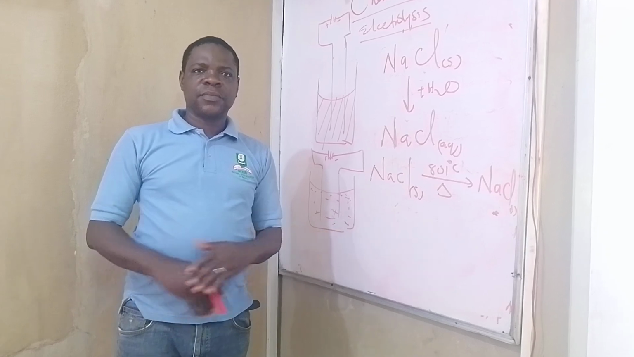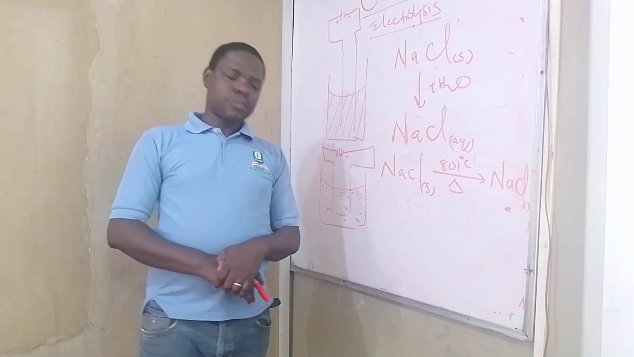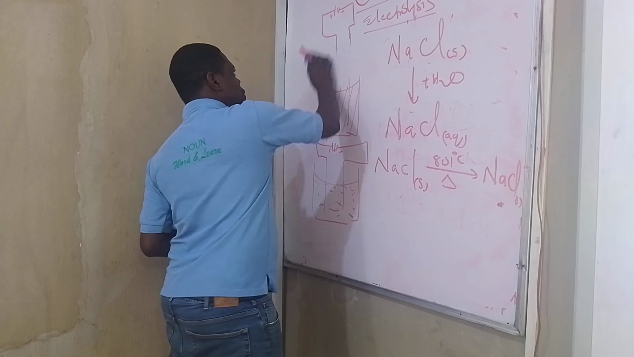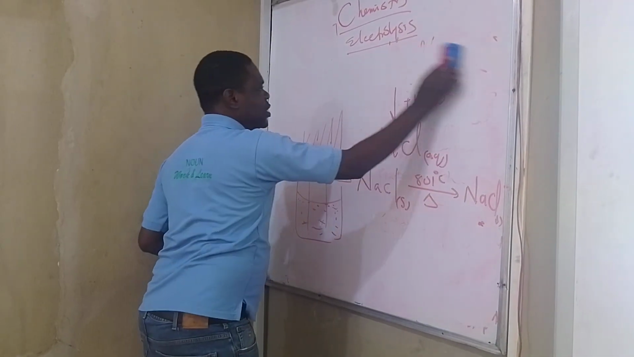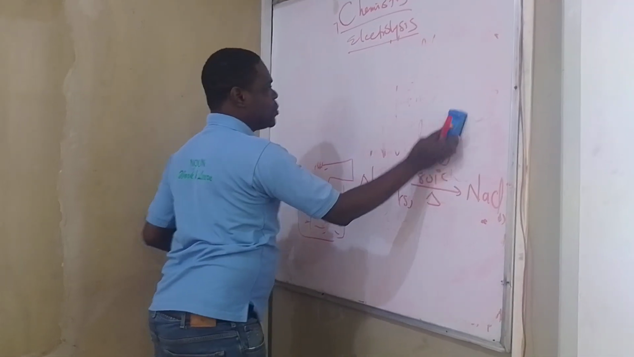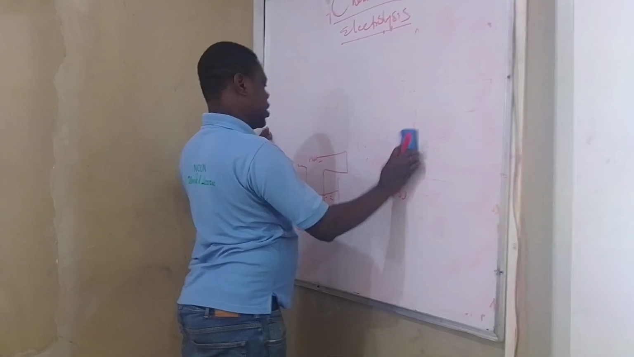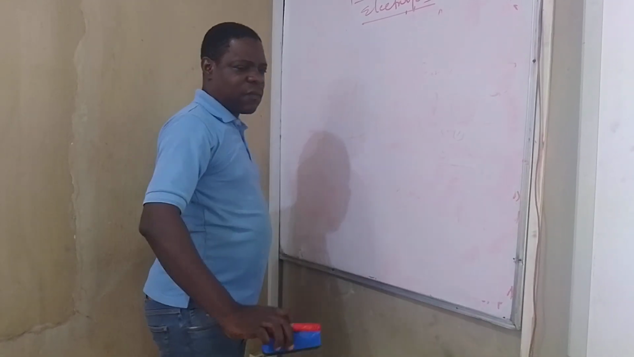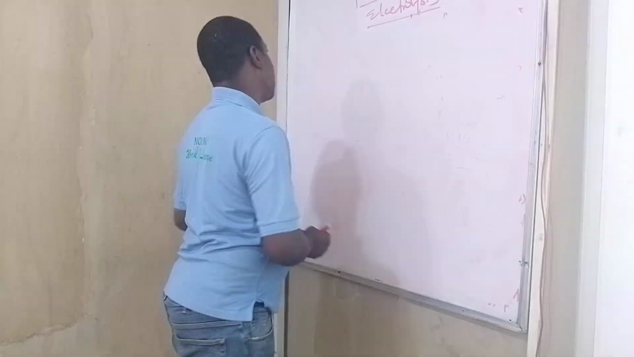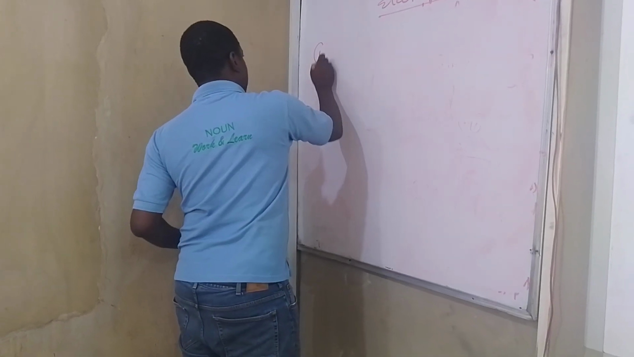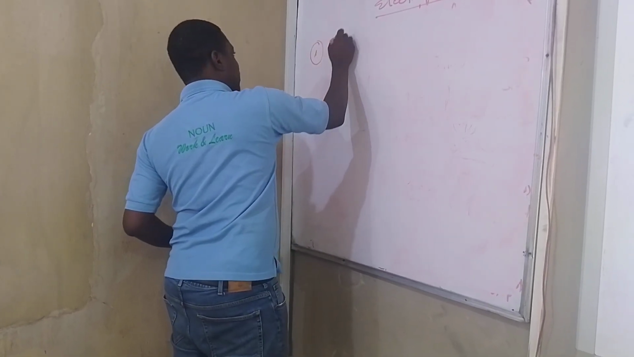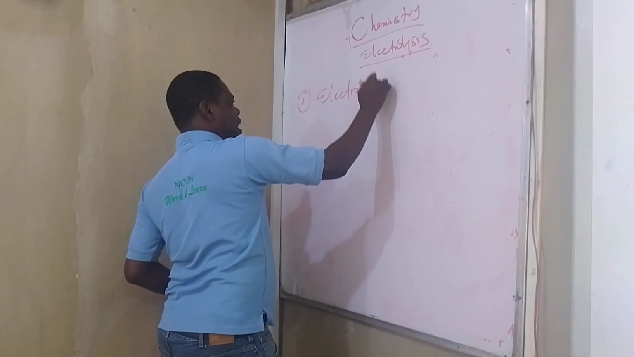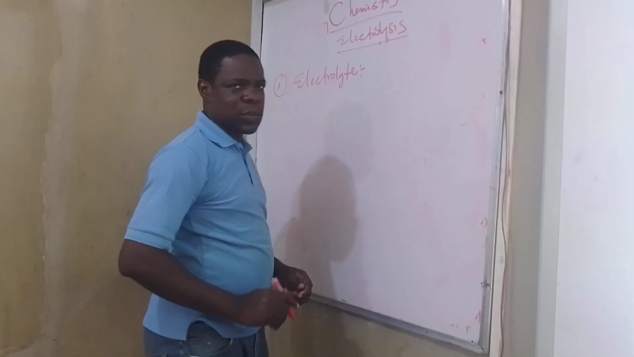Is that clear? Do you understand that? Okay, now let's proceed. Let's look at some terms that we use in electrolysis. The first term that we're going to talk about is electrolyte. What are called electrolytes? Electrolytes are the liquid conductors.